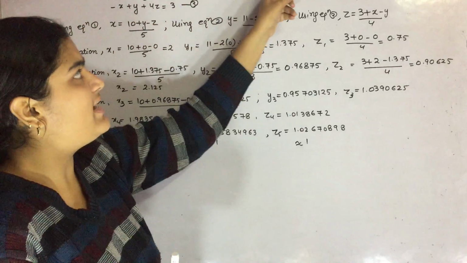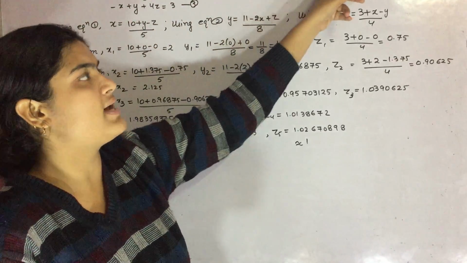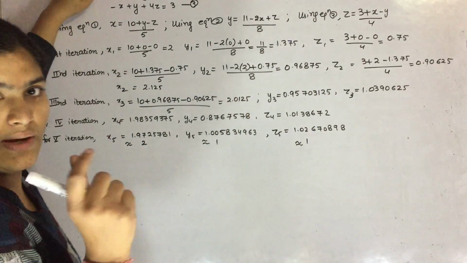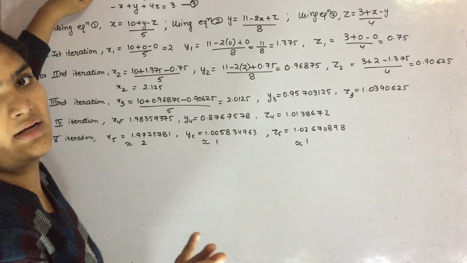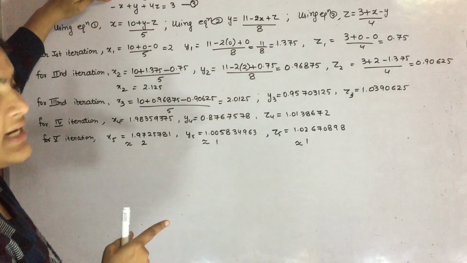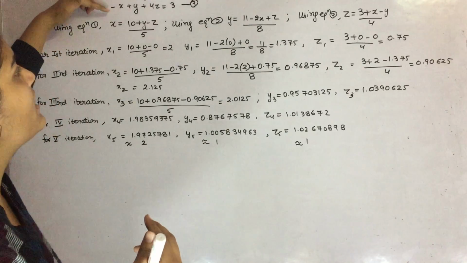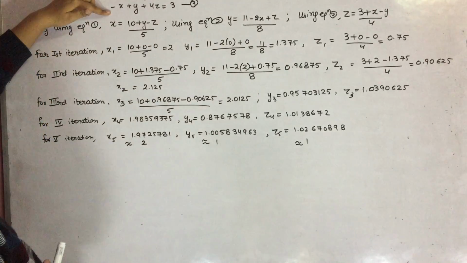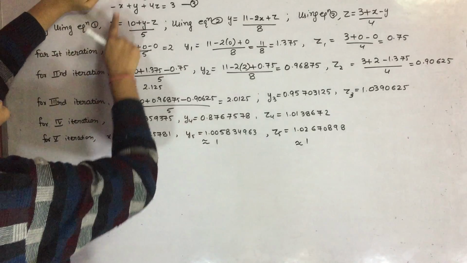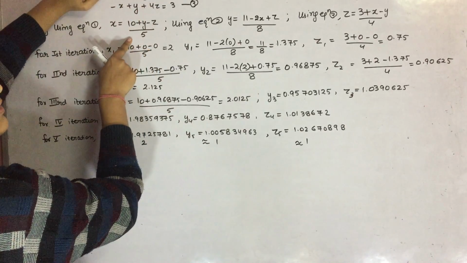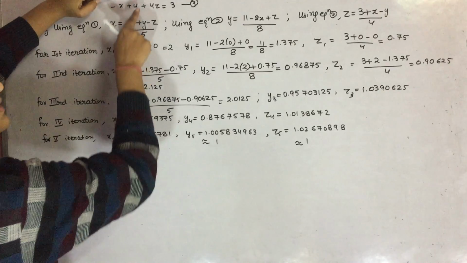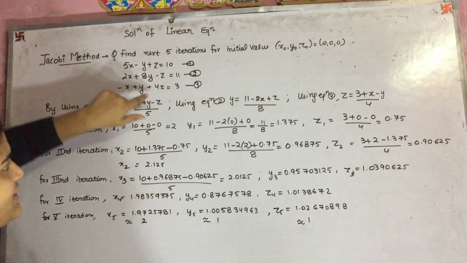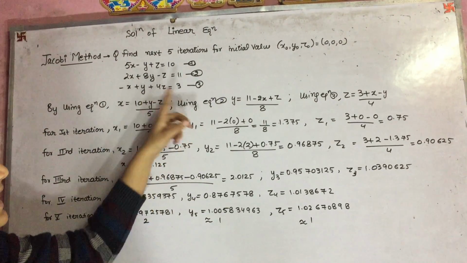We have initial values x0, y0, z0 as 0, 0 and 0. From the first equation, bring out the form in terms of y and z; from the second equation in terms of x and z; and from the third equation in terms of x and y. From the first equation, x becomes (10 + y - z)/5. From the second equation, y becomes (11 - 2x + z)/8. From the third equation, z becomes (3 + x - y)/4.